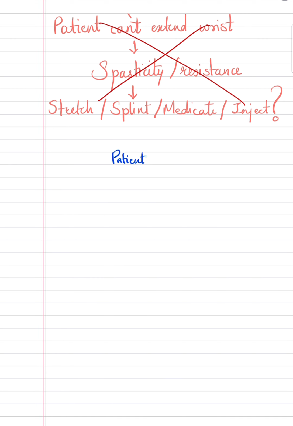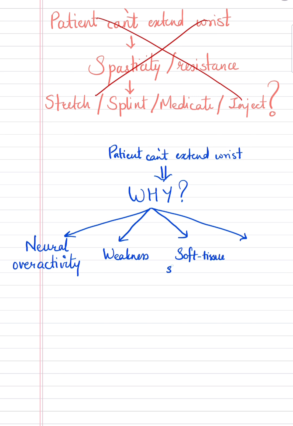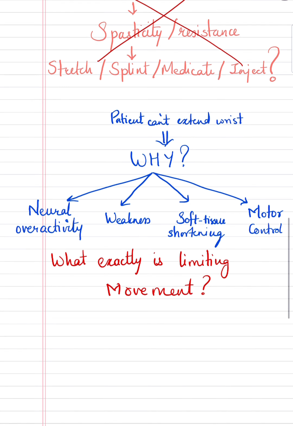What should you rather be doing? If the patient cannot extend their wrist, you'll ask a very important question, and that's why can the patient not? Now, there could be multiple reasons. To name a few, first, neural overreactivity. Second could be weakness. Third, soft tissue shortening. Fourth could be loss of motor control. So before calling something spasticity, we should ask what exactly is limiting movement. And that's very important.